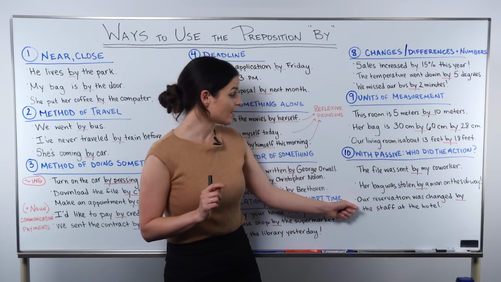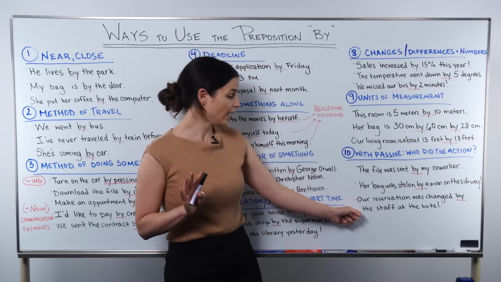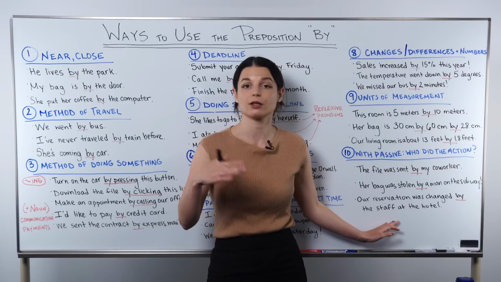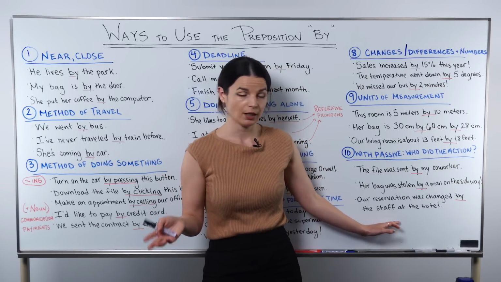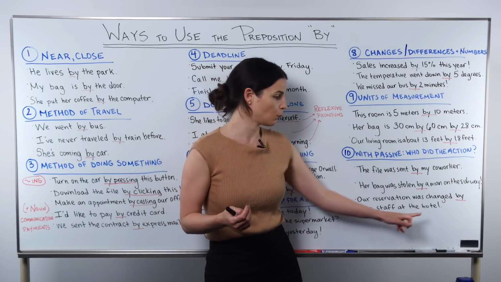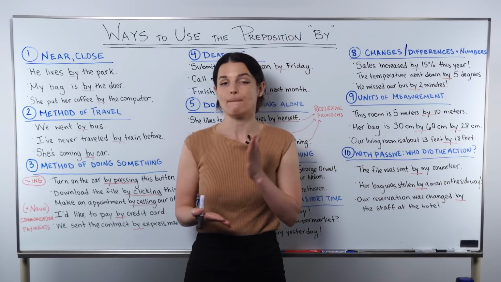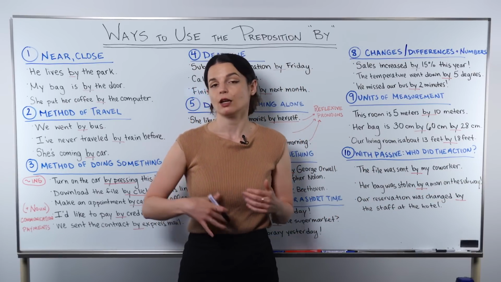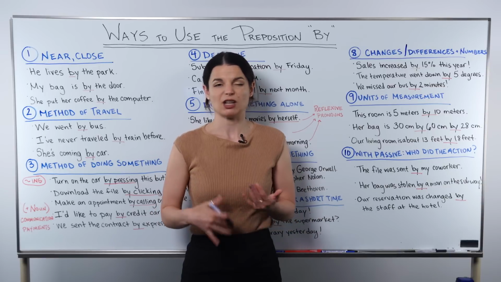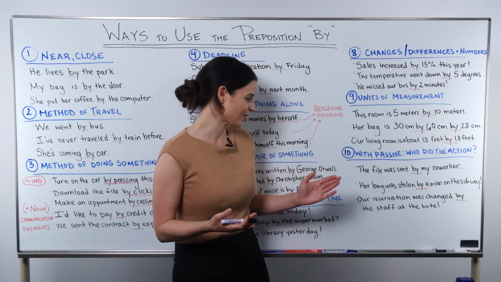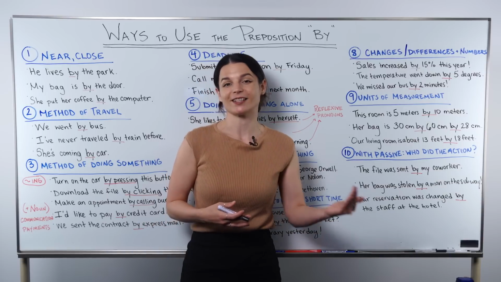Okay, last one. Our reservation was changed by the staff at the hotel. So who changed our reservation? The staff at the hotel. We add this information with by to the end of the basic passive sentence. So you can do this if you want to give that information and you want to use a passive sentence structure for some reason. It's up to you if you want to use an active or a passive sentence here.